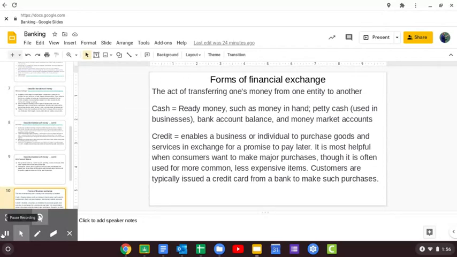We talked about credit, that businesses can buy things on credit just like you can buy things on credit. Yours is typically done with a credit card, and customers are typically issued a credit card from a bank to make such purchases. Be careful as a college kid. Do not get too many credit cards. It can be bad.